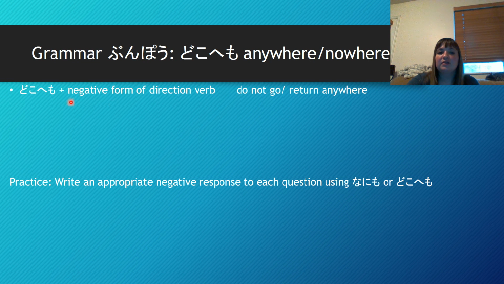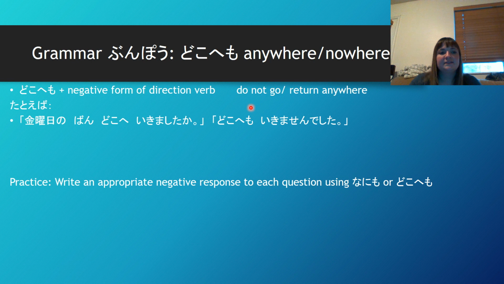Okay, and then to use this correctly, we have to put it with a negative form of a direction verb. Okay, so what are our direction verbs again? We have ikimasu, kimasu, kaerimasu, right? And specifically, we use this a lot with ikimasu and kaerimasu, right? So let's look at some examples. Here's our first one.